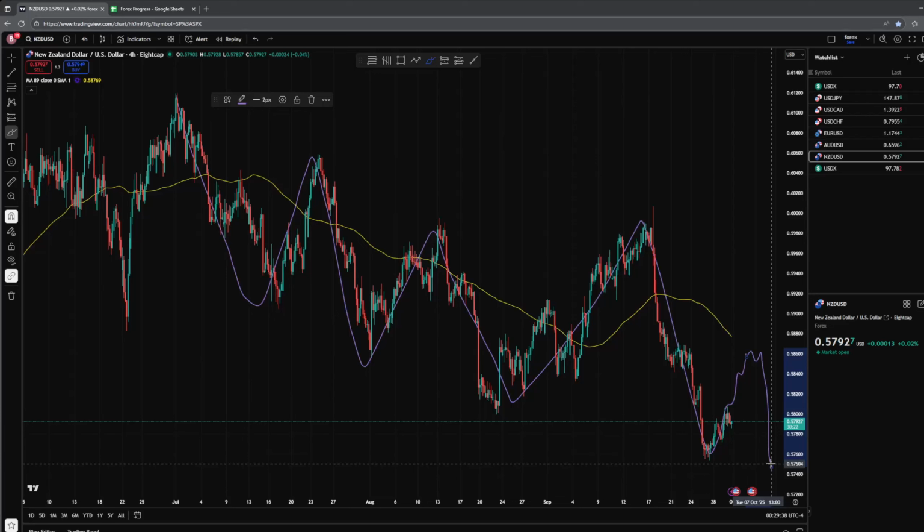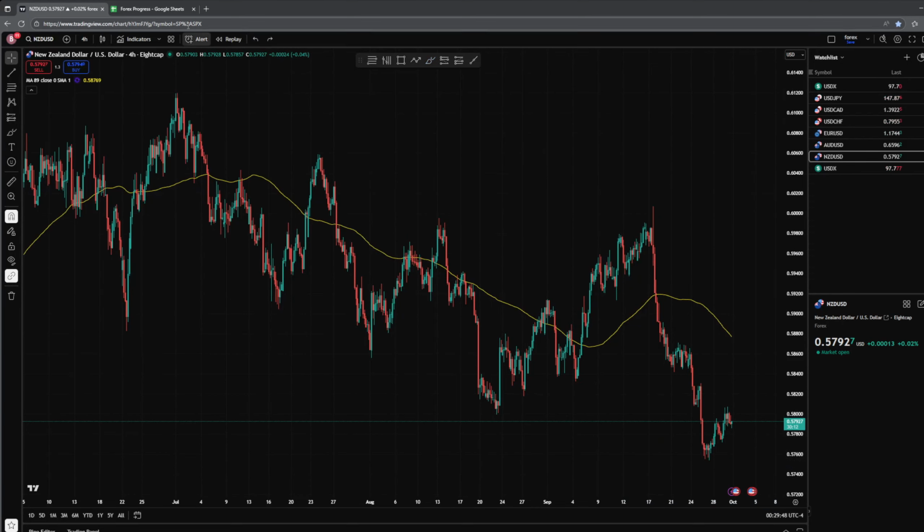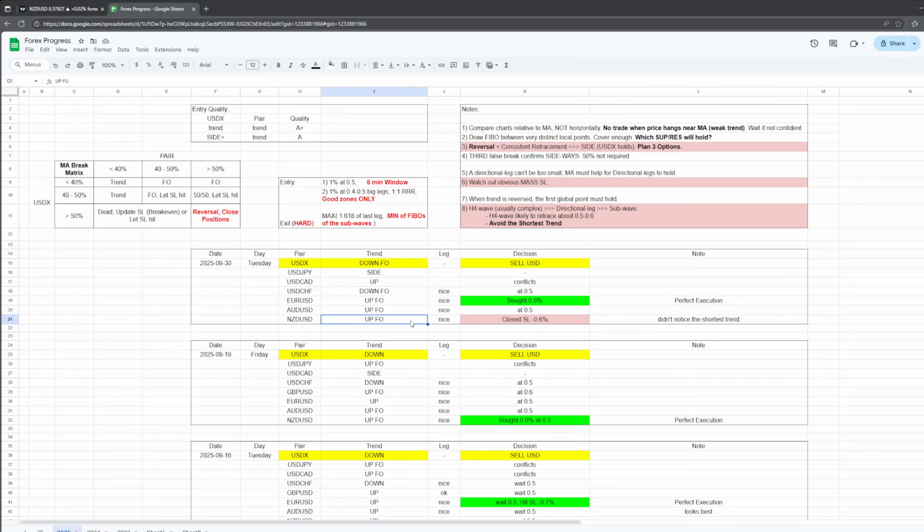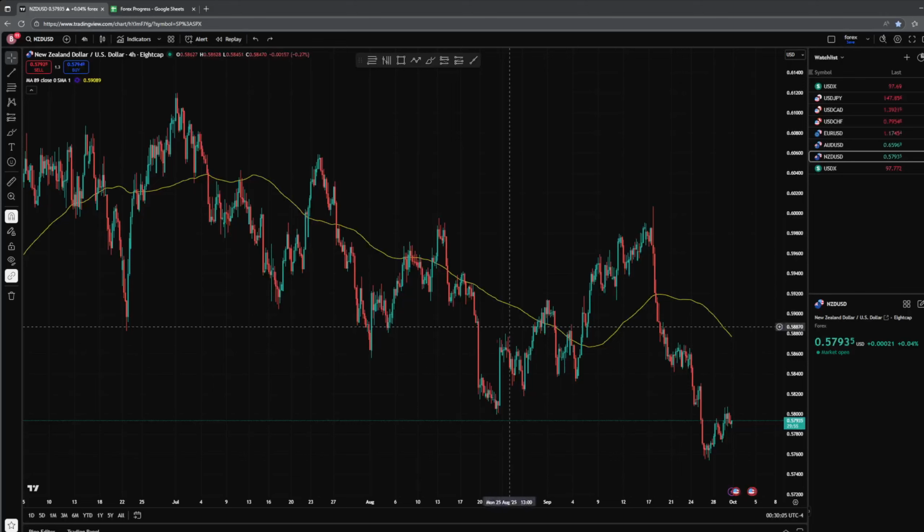But unfortunately, the USD index says that USD is getting weak overall. So since we have conflicting stories, we will not trade New Zealand dollar USD. So let's write it down. New Zealand dollar USD trend is down, and since we have conflicting stories, we will not trade New Zealand dollar USD.